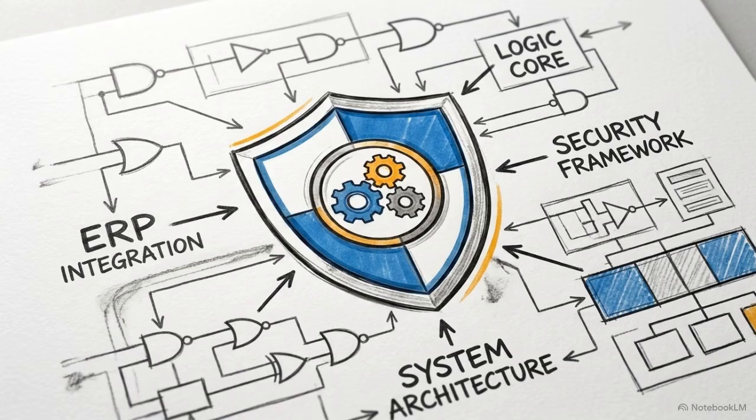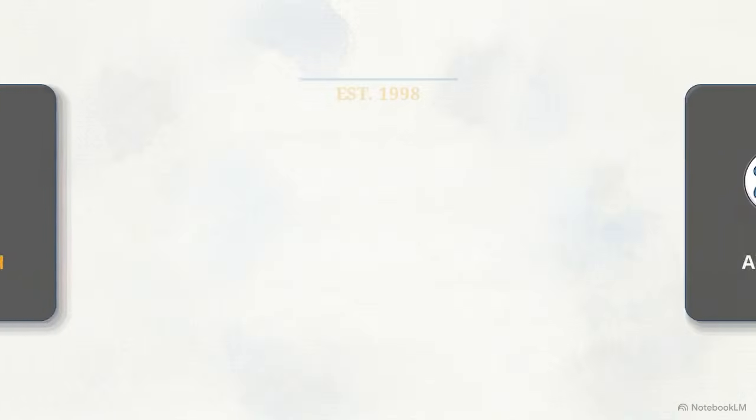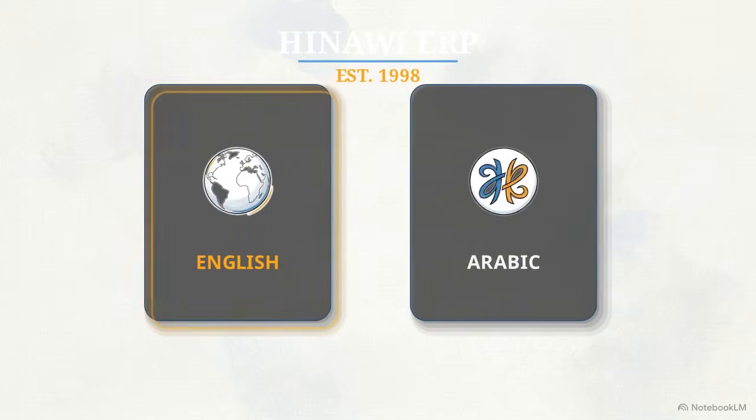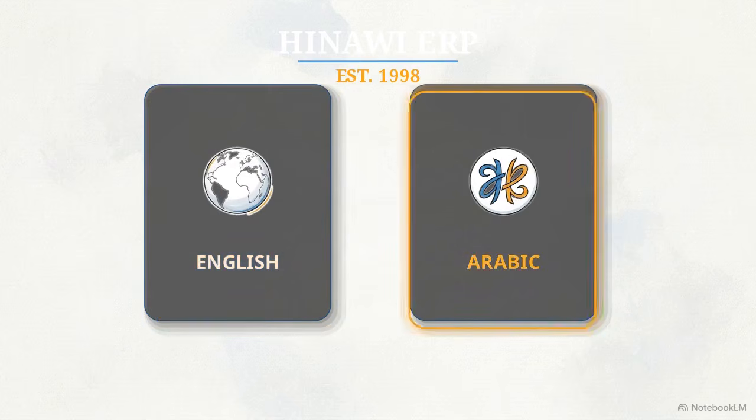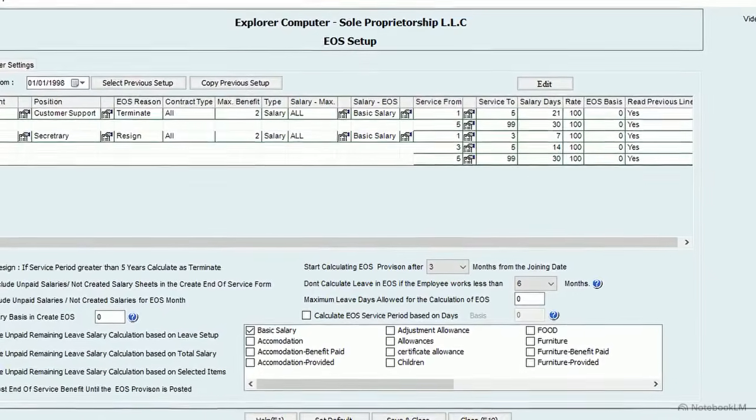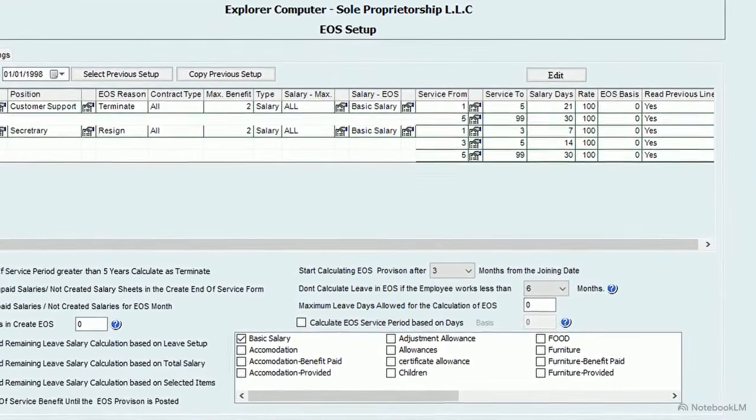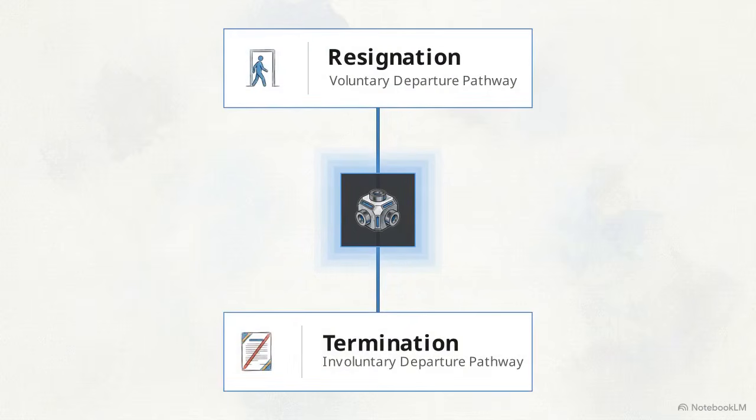That is why organizations turn to Hinawi ERP to overcome these HR calculation challenges. Established in 1998, Hinawi provides a fully bilingual solution, operating seamlessly in both Arabic and English to manage these exact complexities. In this tutorial, we will build a fully automated, legally compliant end-of-service matrix designed to handle the differing rules for both employee resignations and terminations.